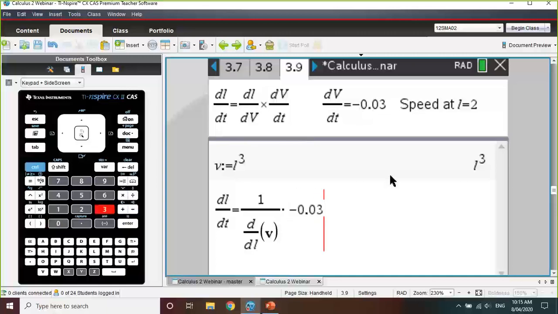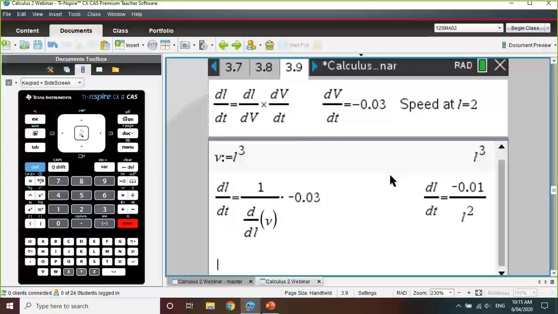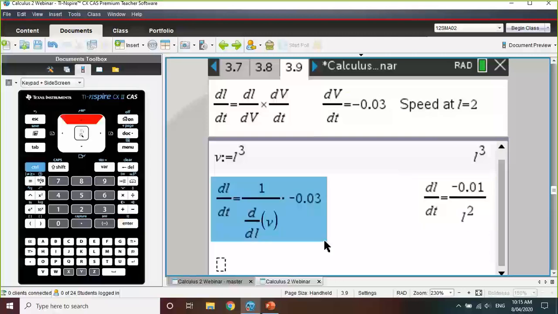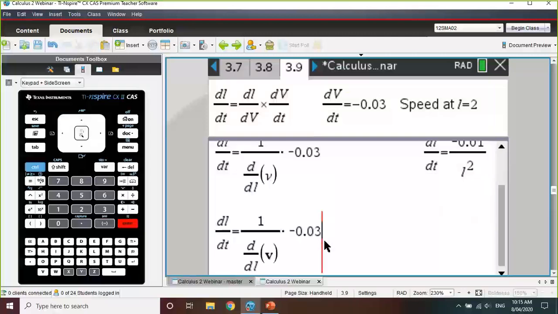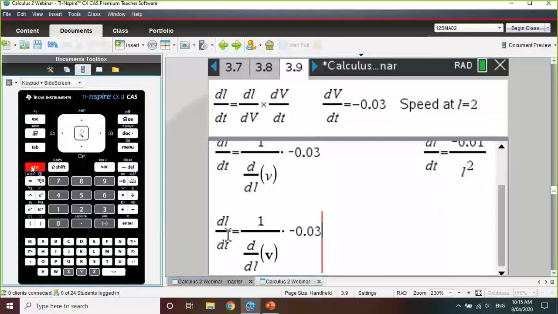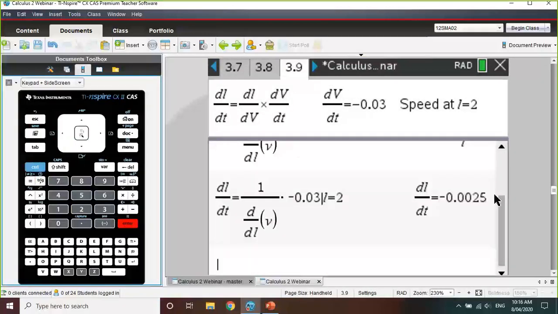Okay. And then we can work out what our expression is for the derivative. There it is. And once again, we want to find out the speed at which it's decreasing at L equal to 2. So from either the answer we just got or what we entered, we can substitute in L equal to 2 and get our answer back.